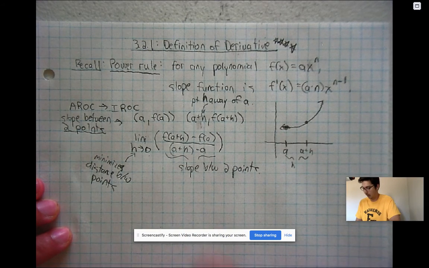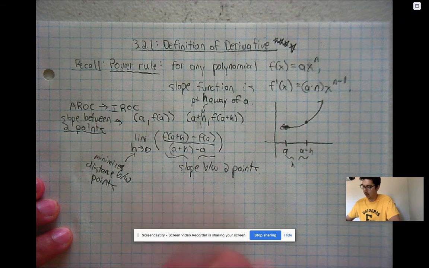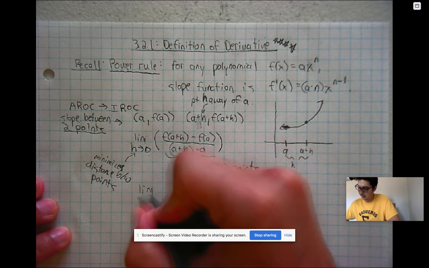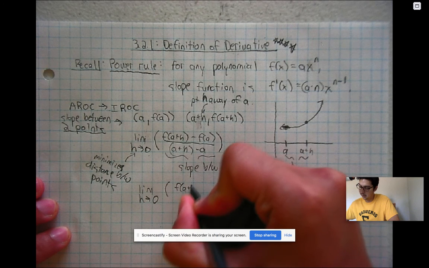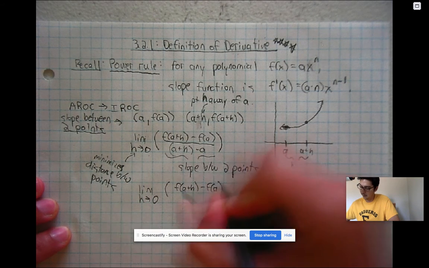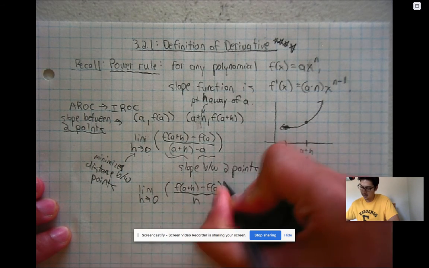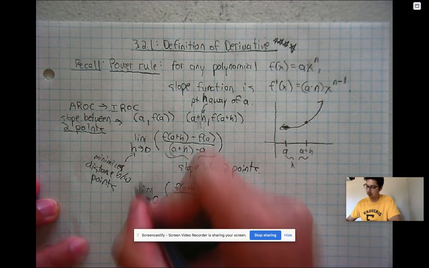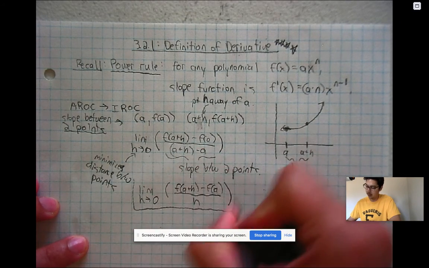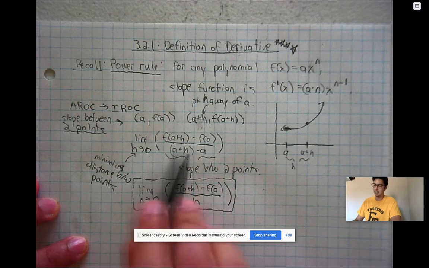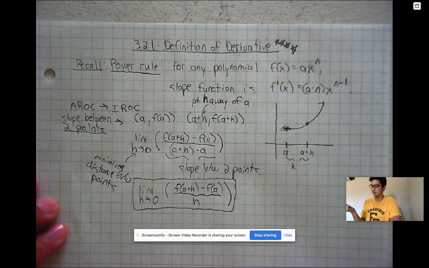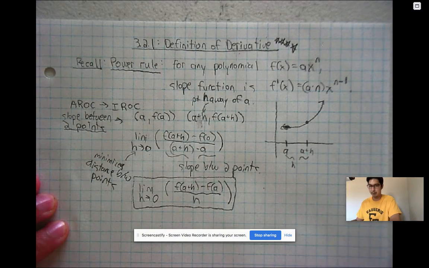Now, they do simplify that always, where what they'll write is the limit as h approaches 0 of f of a plus h minus f of a. And then what they always have is just over h, because recall that if we did a plus h minus a, the a's will just go to 0. Okay? So that's where we're coming from.